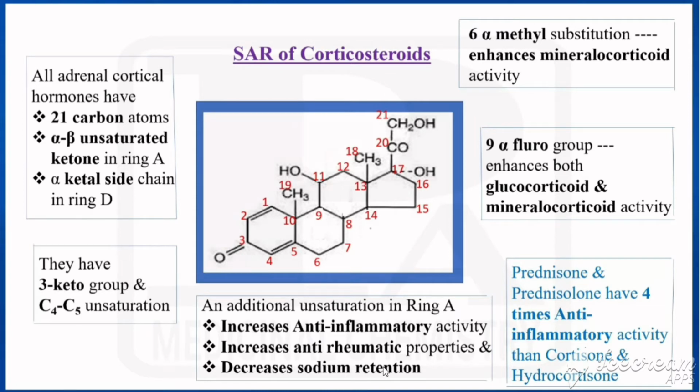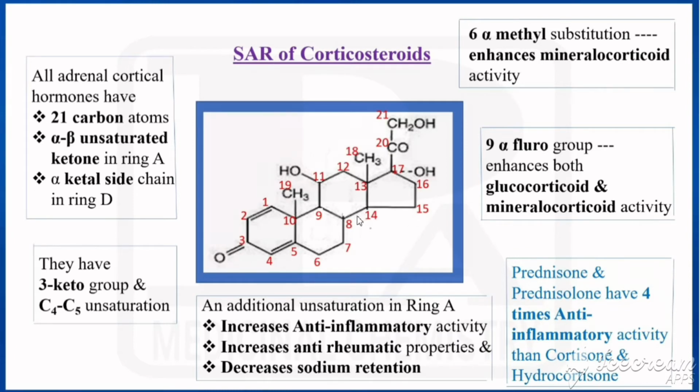The example is, while comparing with cortisone and hydrocortisone, prednisone and prednisolone are having increased anti-inflammatory activity, increased anti-rheumatic properties, because these two are having extra double bond between 1 and 2 while comparing with cortisone and hydrocortisone. How much more potent would it be? 4 times more active as an anti-inflammatory agent or anti-rheumatic agent.